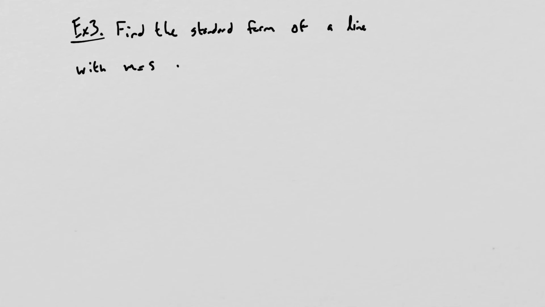Example 3. Find the standard form of a line with slope 5 and passing through the point (1/4, 3). First, let's put this in point-slope form, and then we can solve it for standard form.